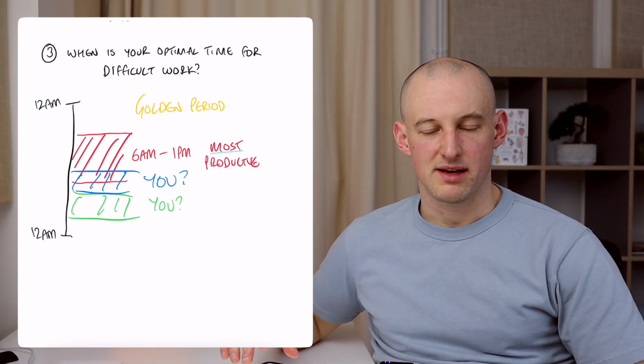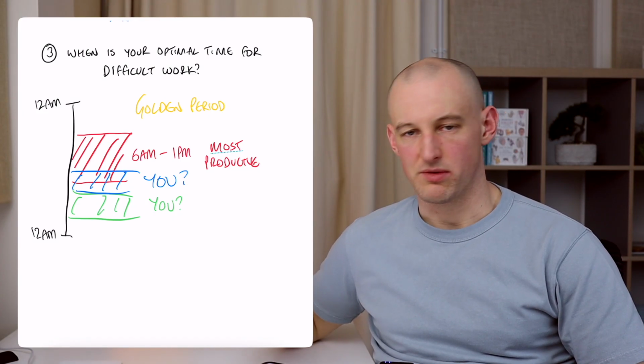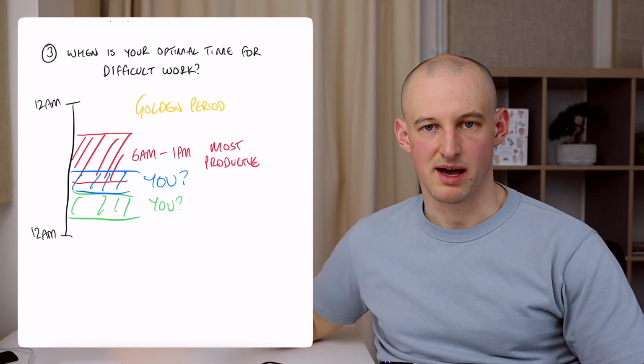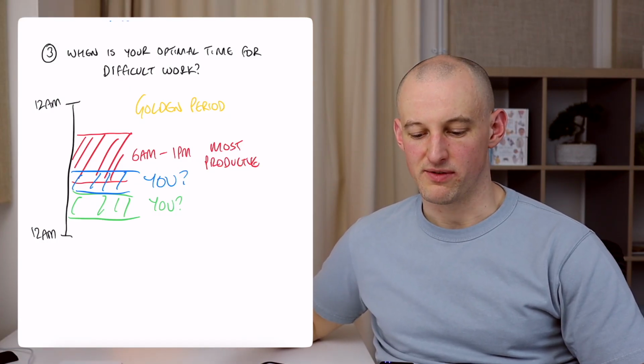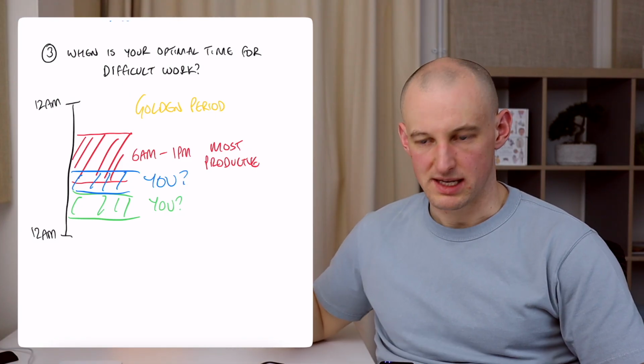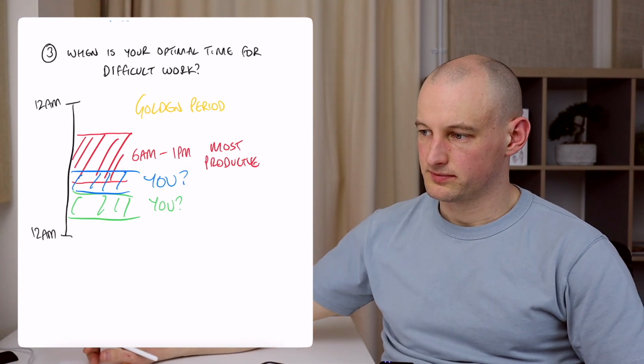This might change over time. You might find that when you're a teenager, you're an evening person, but as you get older, you become more of a morning person. That's absolutely fine. But knowing when your golden period is really helps.